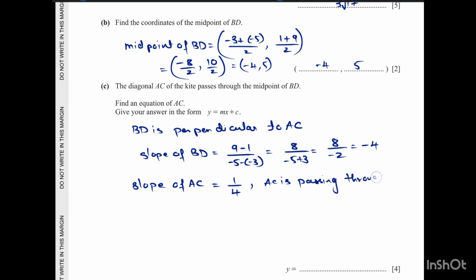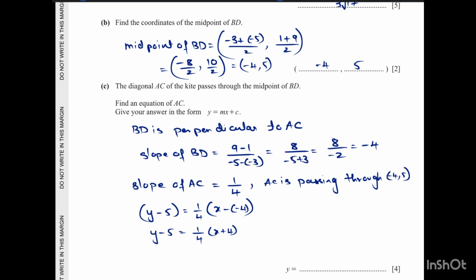We know the point also now. The line passes through the midpoint of BD, which is (-4, 5). So using the point and slope formula, y minus y1 is equal to m into x minus x1, with x1 as minus of minus 4. So y minus 5 is equal to 1 by 4 into x plus 4.